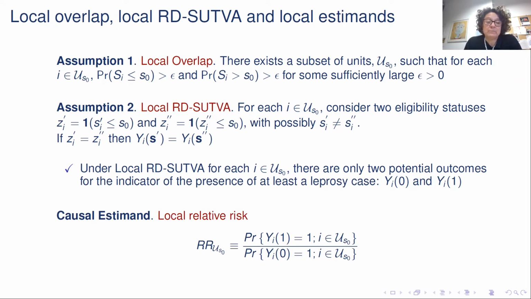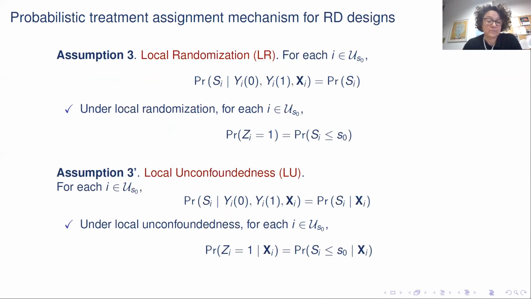Okay, so based on these two assumptions, only two potential outcomes are postulated to exist for a given family, and we are interested in these causal estimates. So our causal estimate is a local relative risk for the probability of having at least a leprosy case in the family, and for units belonging to this subpopulation. Again, as I was briefly saying before, the crucial identifying assumption is this local version of randomization.